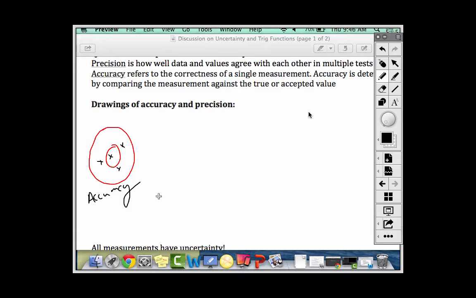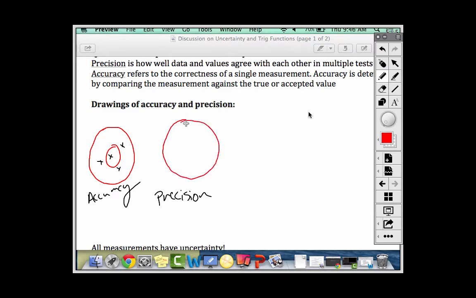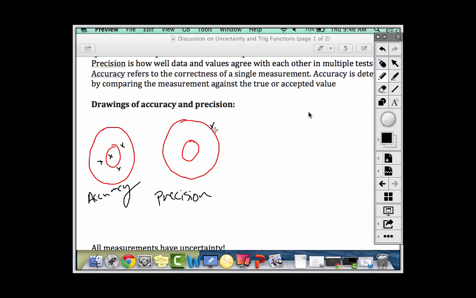For precision, and I'll try to stay with my theme here of red for my bullseye. Oh, wow. I appreciate a good circle, and that was a pretty good one. So for precision, basically that's the ability for data to be repeated over and over again. Even though you might not be getting close to the bullseye, maybe you're hitting here, here, and here. Those would be pretty precise measurements. Even though they're not very close to the true value, you're at least able to repeat over and over again that you can hit that dartboard in the top right corner. Good for you, okay? You're being able to repeat those measurements.